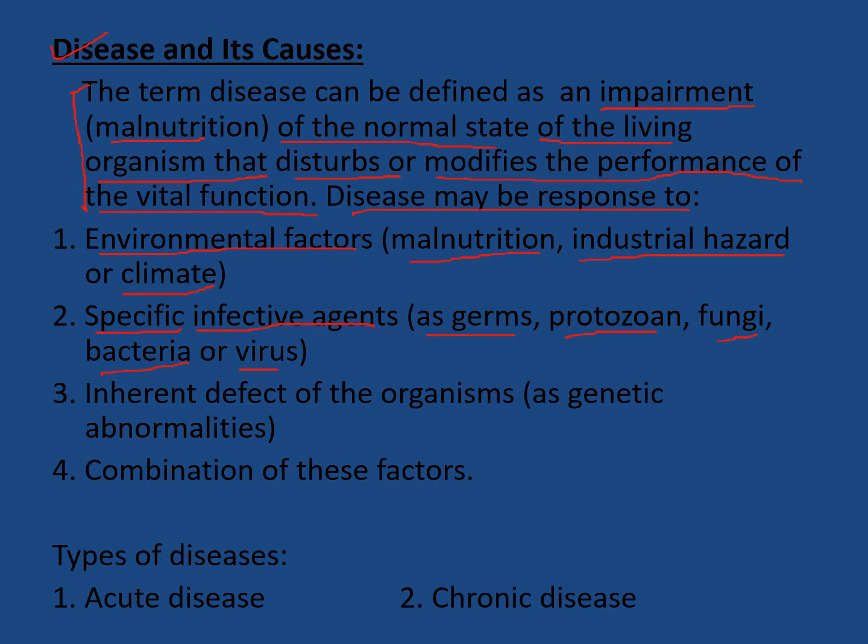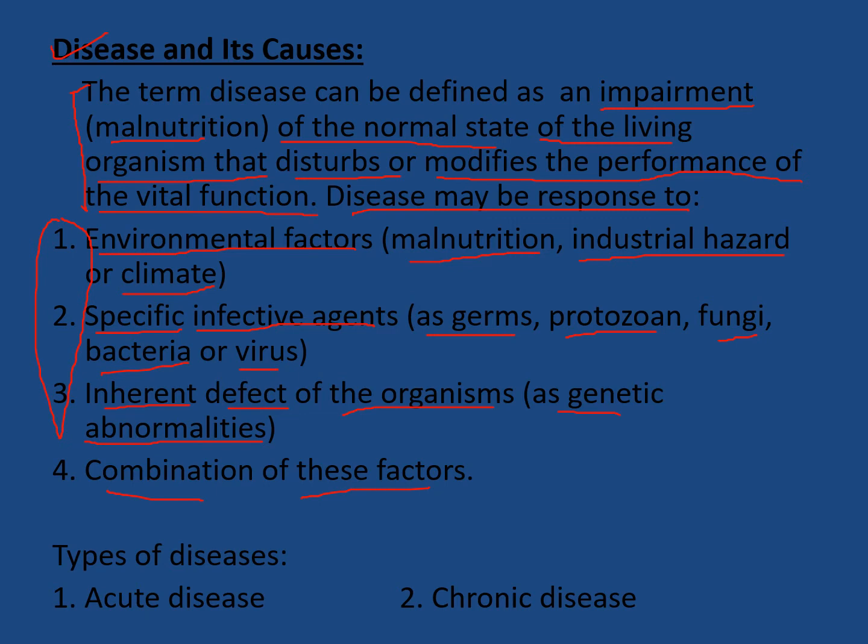Next is the inherent defect of the organism. This is nothing but genetic abnormalities, a genetic disorder. Due to a genetic disorder, we can get the disease. And the last one is the combination of these three factors. We can get any type of disease due to a combination of these three factors. Now, this is the disease and its causes.